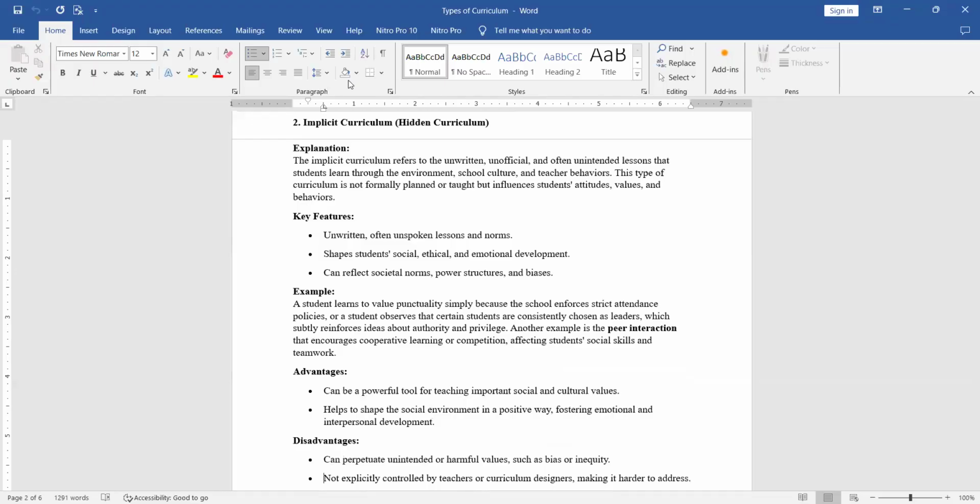Now, some schools have the rule that you can't go late. They are very particular about attendance and punctuality. So the child learns this habit from the school, right? It is not jotted down in a curriculum.